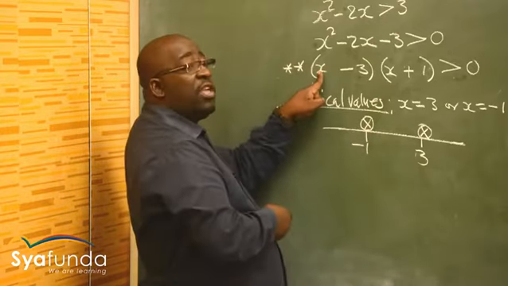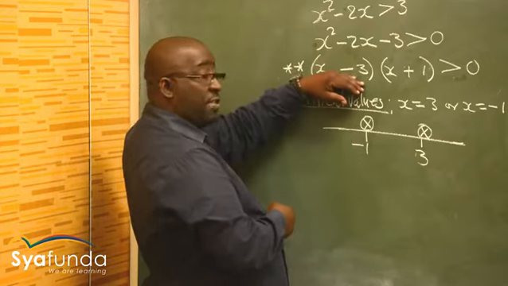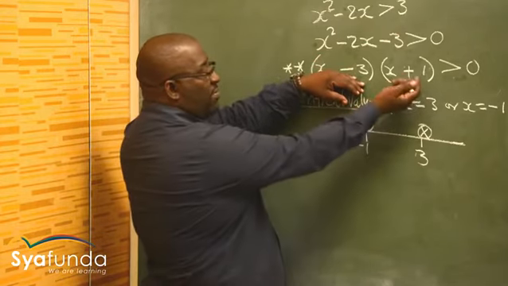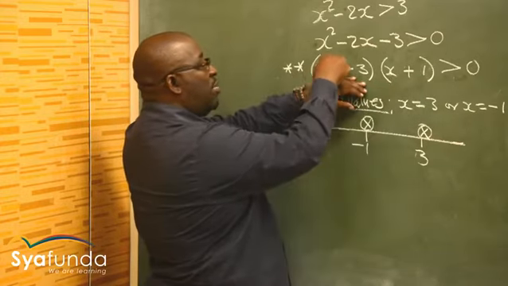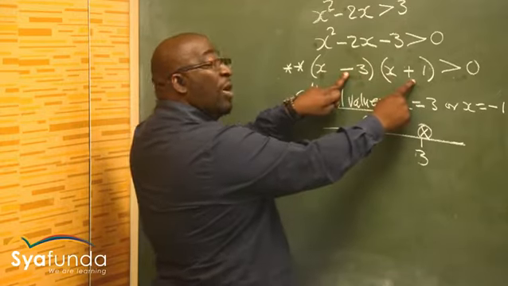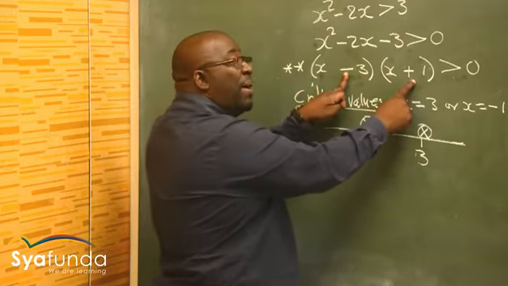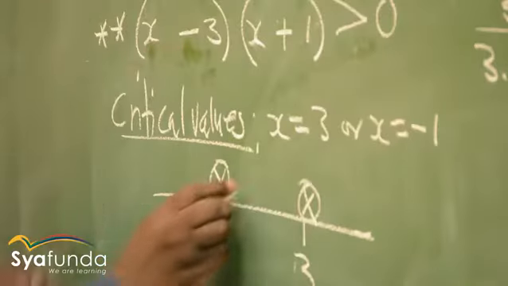If I push in 0 here, 0 minus 3, I will have something that is negative this side, -3. If I put 0 here, I'll have something that is positive that side, because 0 plus 1 is +1, and 0 minus 3 is -3. So a negative number times a positive number, what do I get? I get a negative number. But what do I want? I want something that is positive. Therefore, the numbers that are here are not part of the solution.